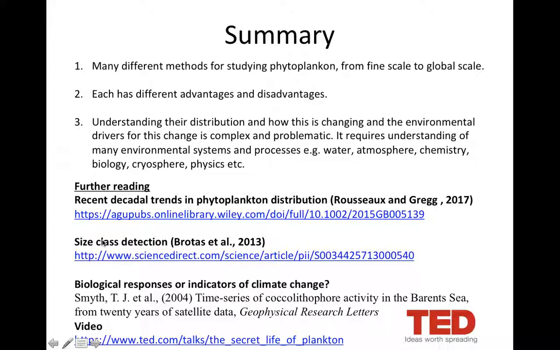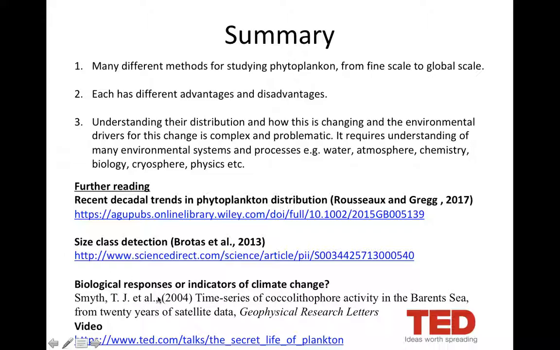There's some suggested further reading here. This paper is the one I mentioned at the end, where they're looking at decadal trends in phytoplankton distributions from space. There is also this second paper which talks about how you can use size detection from space as well to identify different functional groups. So a similar process to what the flow cytometer was doing, but applying that kind of approach to space observations.